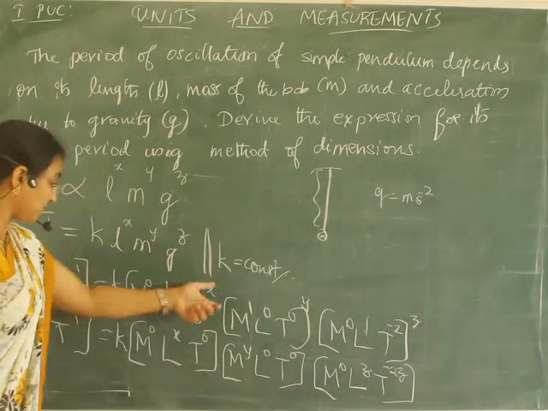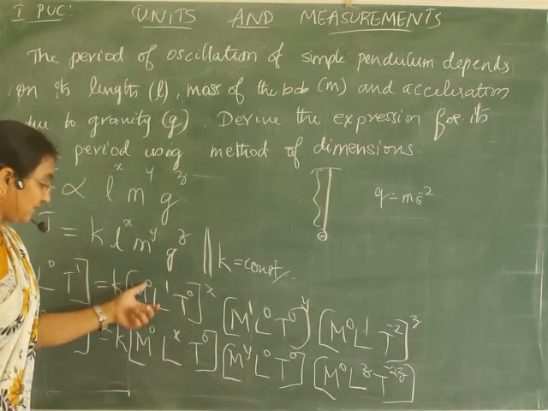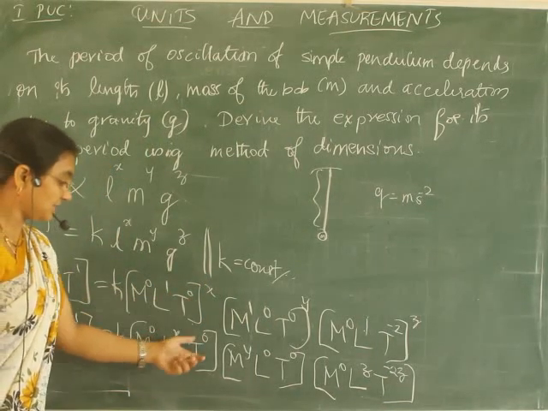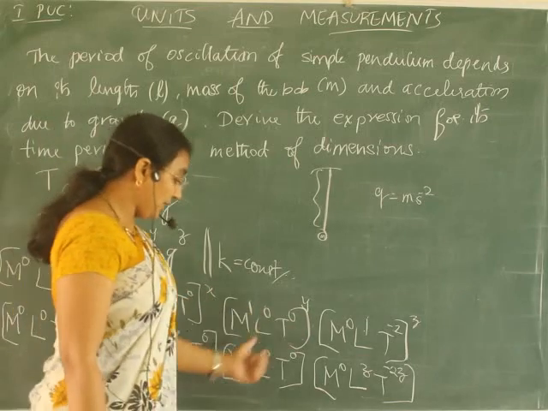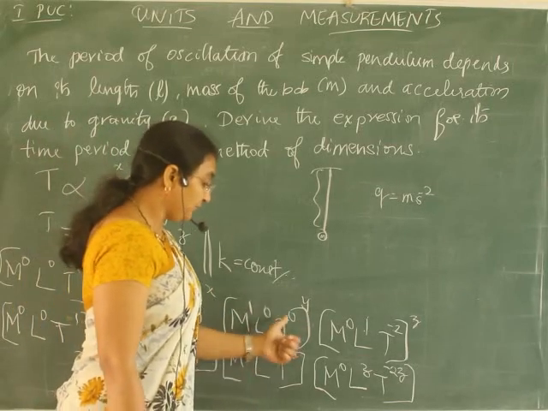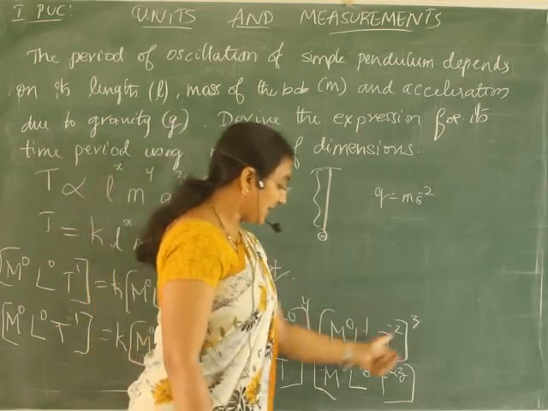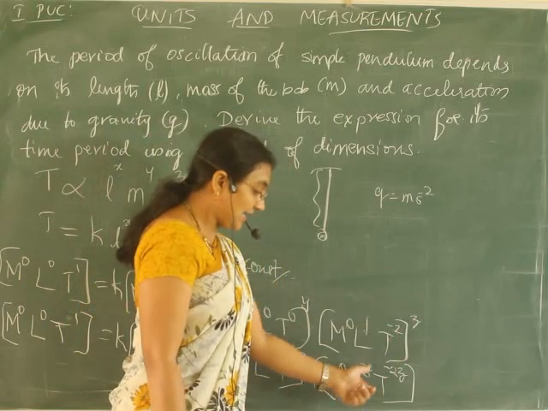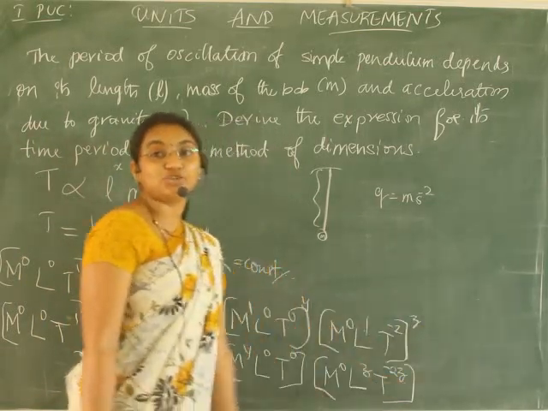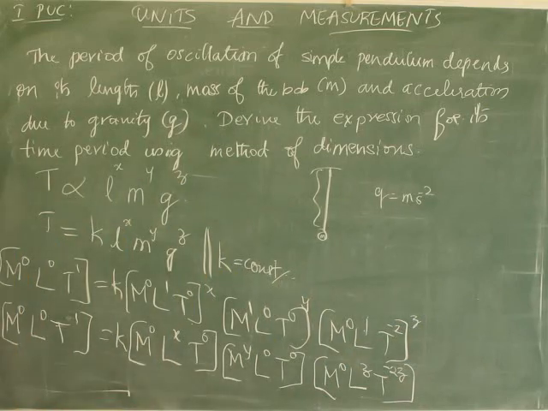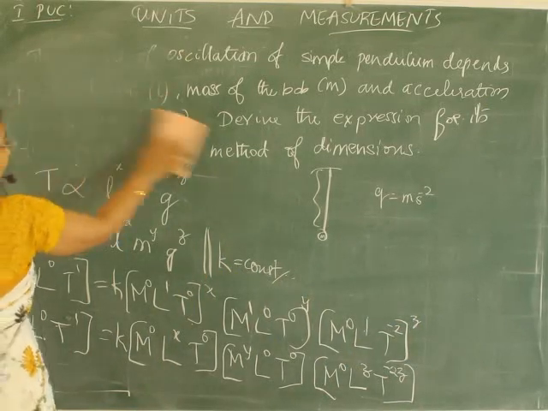Now multiply these powers inside. So this is 0, this is 1. 1 into X is X, 0 into X is 0. 1 into Y is Y, 0 into Y is 0, 0 into Y is 0. 0 into Z is 0, 1 into Z is Z, minus 2 into Z is minus 2Z. Understood till here? Any doubts? Okay, I'll erase this.